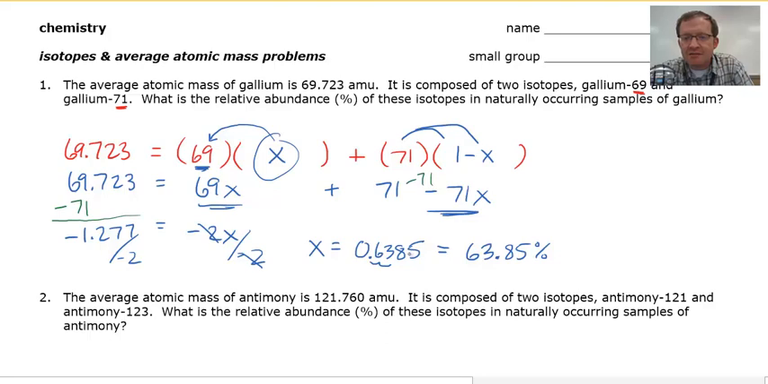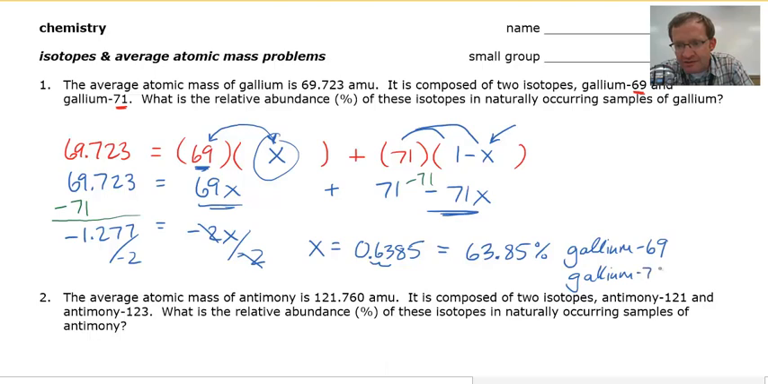Now hopefully that makes sense, turning a decimal into a percentage. 63.85% is the same as 0.6385. And so 63.85% of our gallium is, remember, these go together up here, 69 and x go together. So 63.85% are gallium-69 atoms. And the other ones here, 1 minus x, would be our gallium-71.